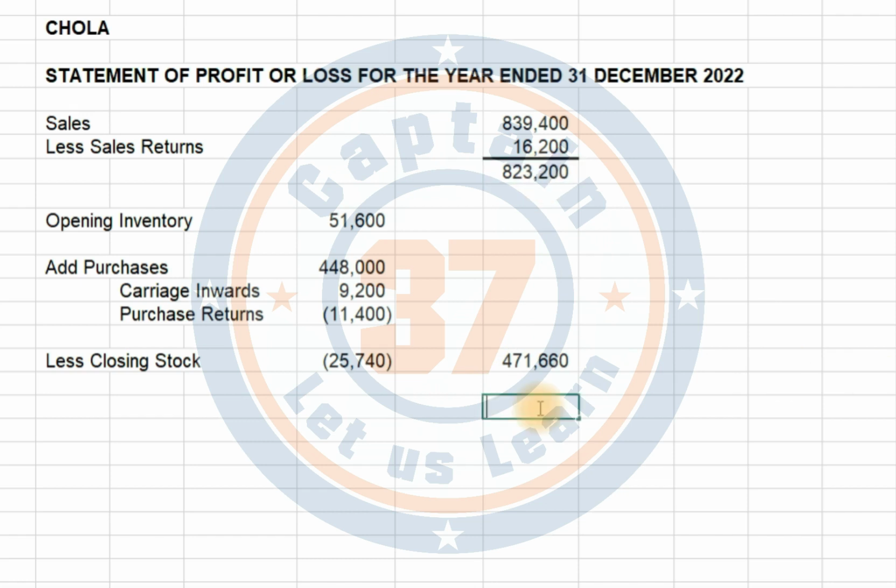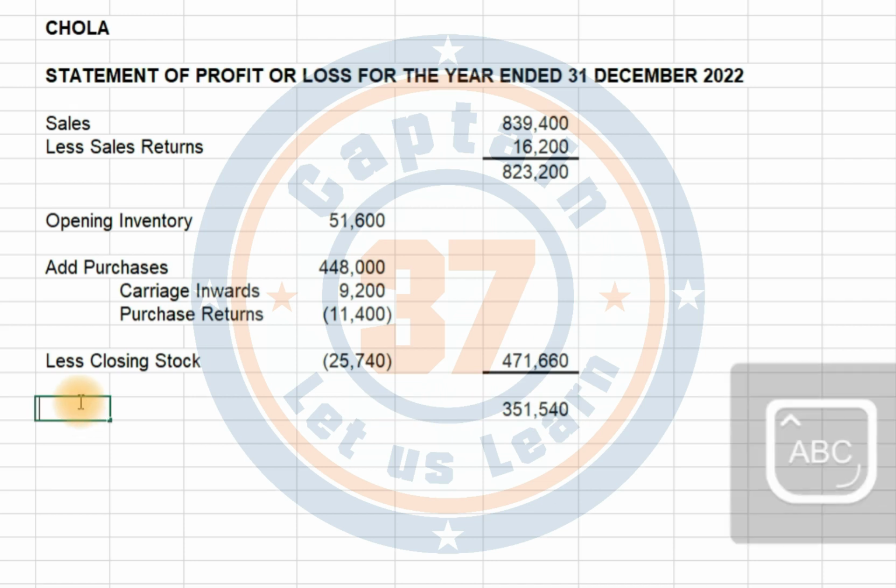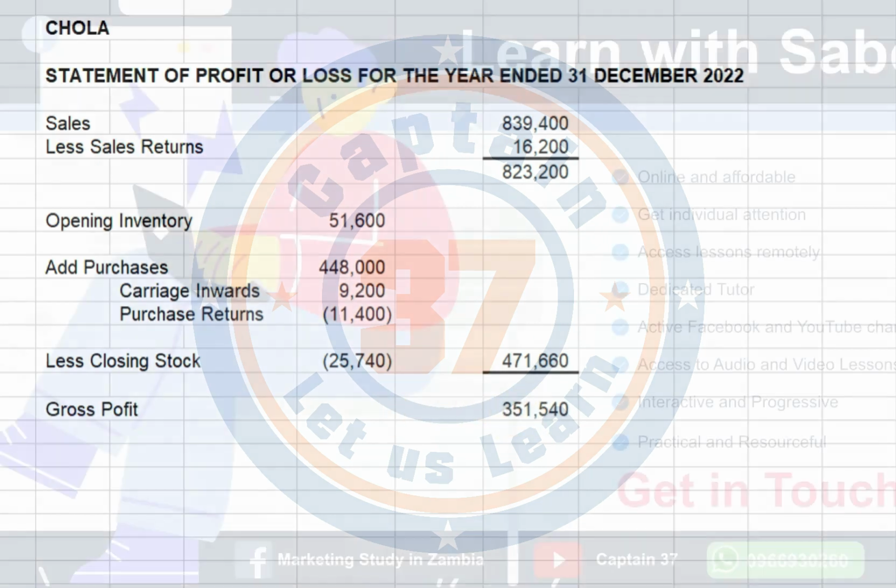What I find is that the difference is 351,540. What did you find as a difference? This is what I found. And this amount is what is referred to as the gross profit. Are we done? Not yet.